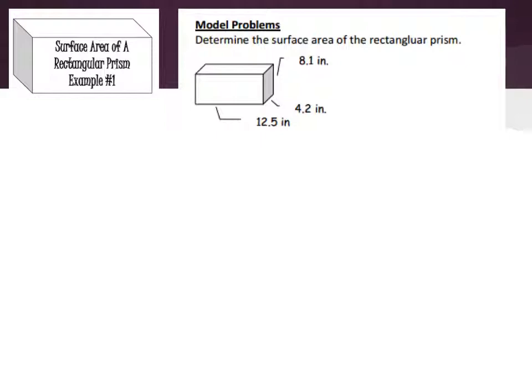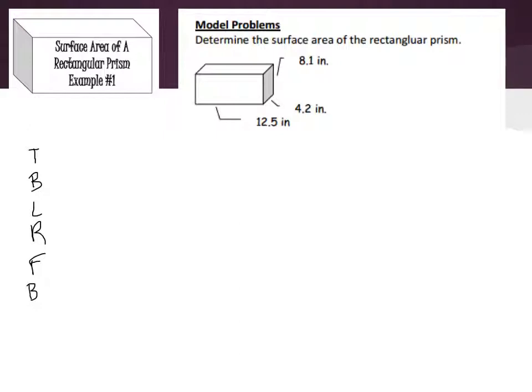Okay, so under our first tab, surface area of a rectangular prism. We're going to determine the surface area of this prism. It is 12.5 inches by 4.2 inches by 8.1 inches. Now, there are 6 faces on a prism. We have the top, the bottom, the left, the right, the front, and the back. So I'm going to write those down. I'm going to use T for top and B for bottom. We'll have L and R for left and right, and then I'll use F and B for front and back. I'm just going to write this down because the surface area is the area of all 6 faces added together.